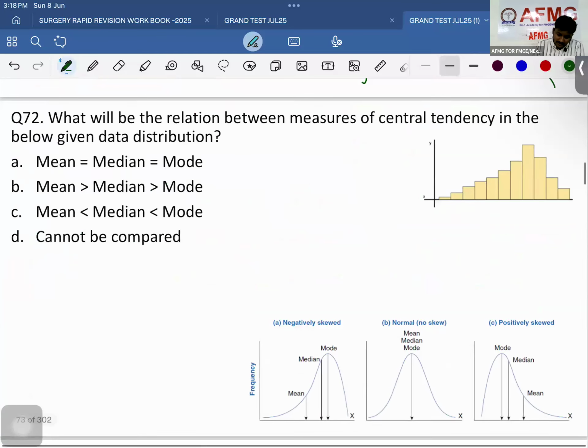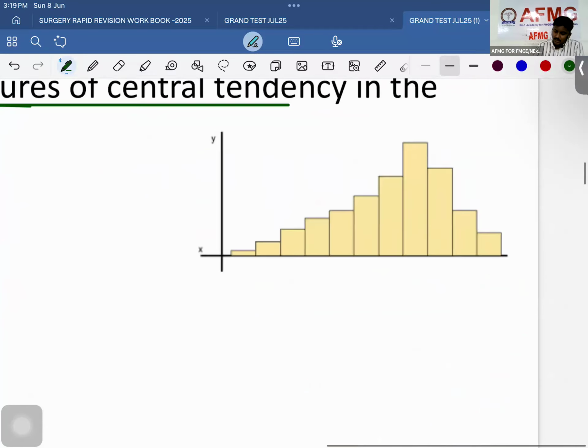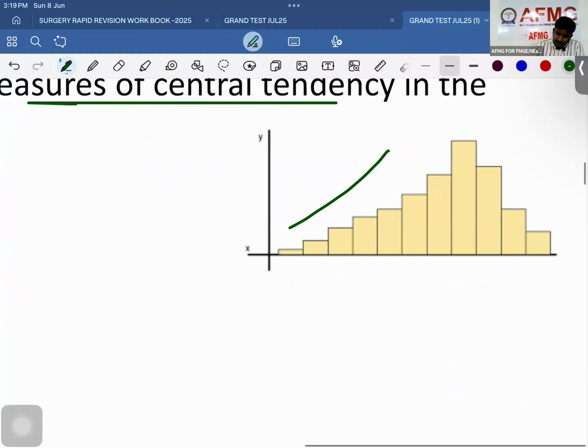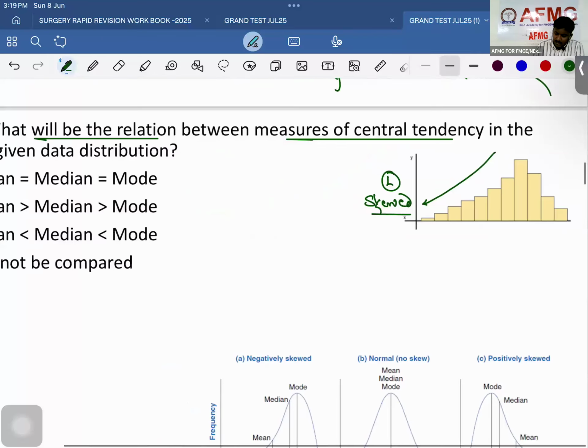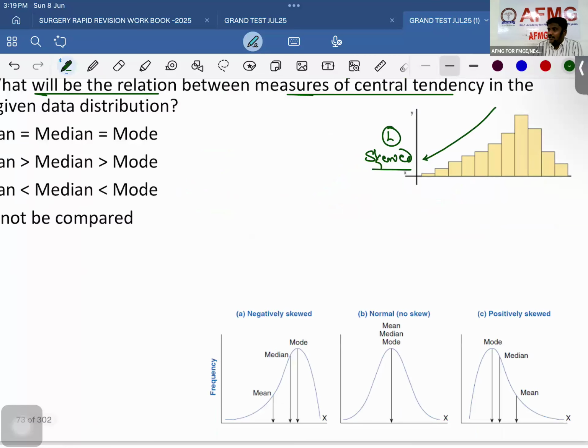If they ask you about question number 72, beta, they are asking what will be the relation between the measures of central tendency. Which three are the measures of central tendency? Mean, median and mode, beta, in the below given data distribution. If we look at this data distribution, beta, more number of values will be over which side? It is basically towards the left side, beta. The pointing graph will be towards the left side. And if it is a left-sided graph, or a left skewed graph, then what will happen? If it is a left skewed or a left pointed graph, is it positive or negative?